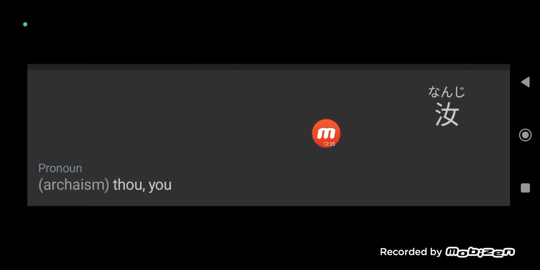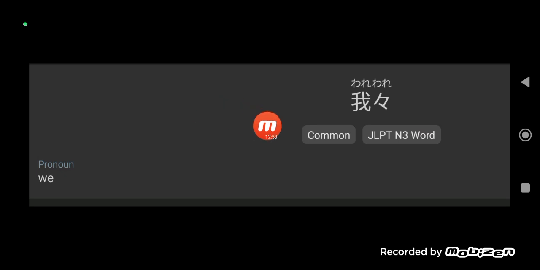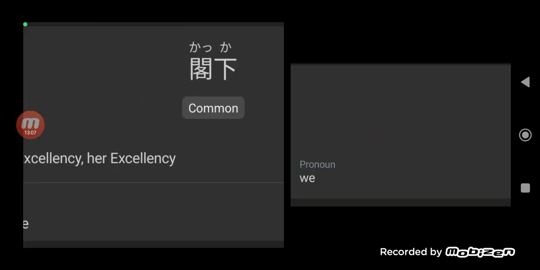How about this? This is a very, very ancient way of saying the pronoun you, nanji. And in archaic English, the equivalent is thou. Okay? Here, ware wa is a plural form of the pronoun I, meaning we, ware. This is a repeater, ware.